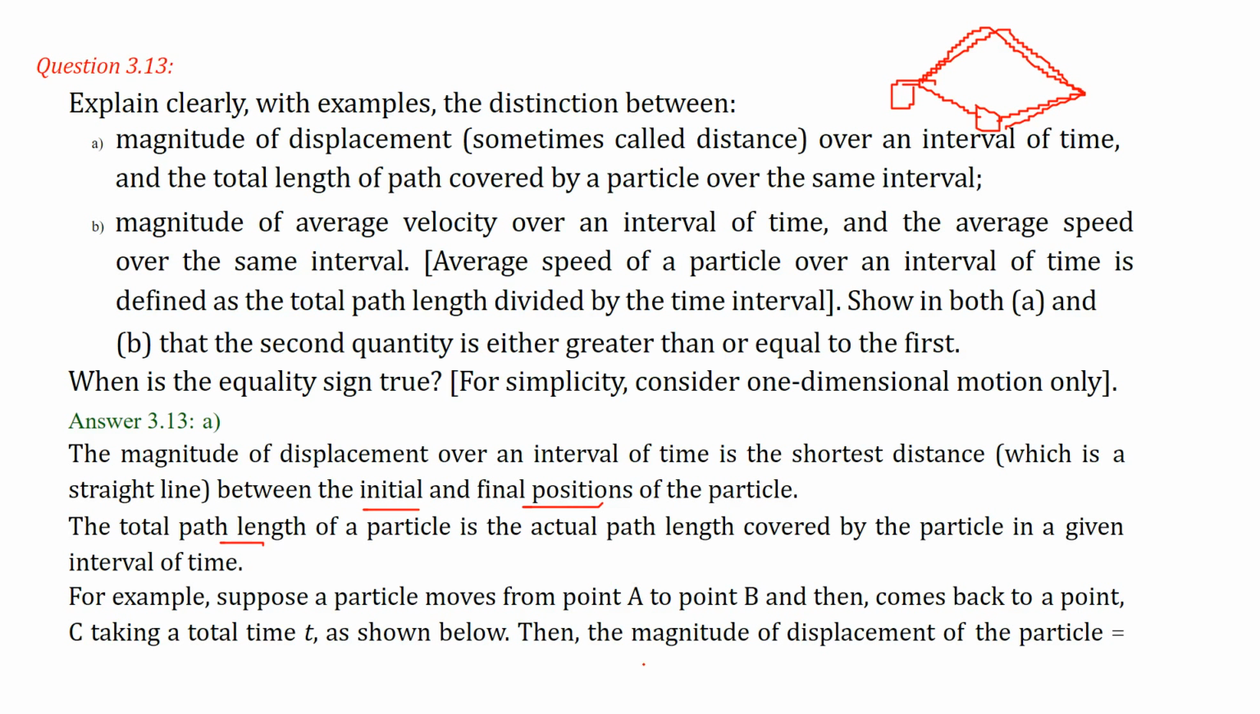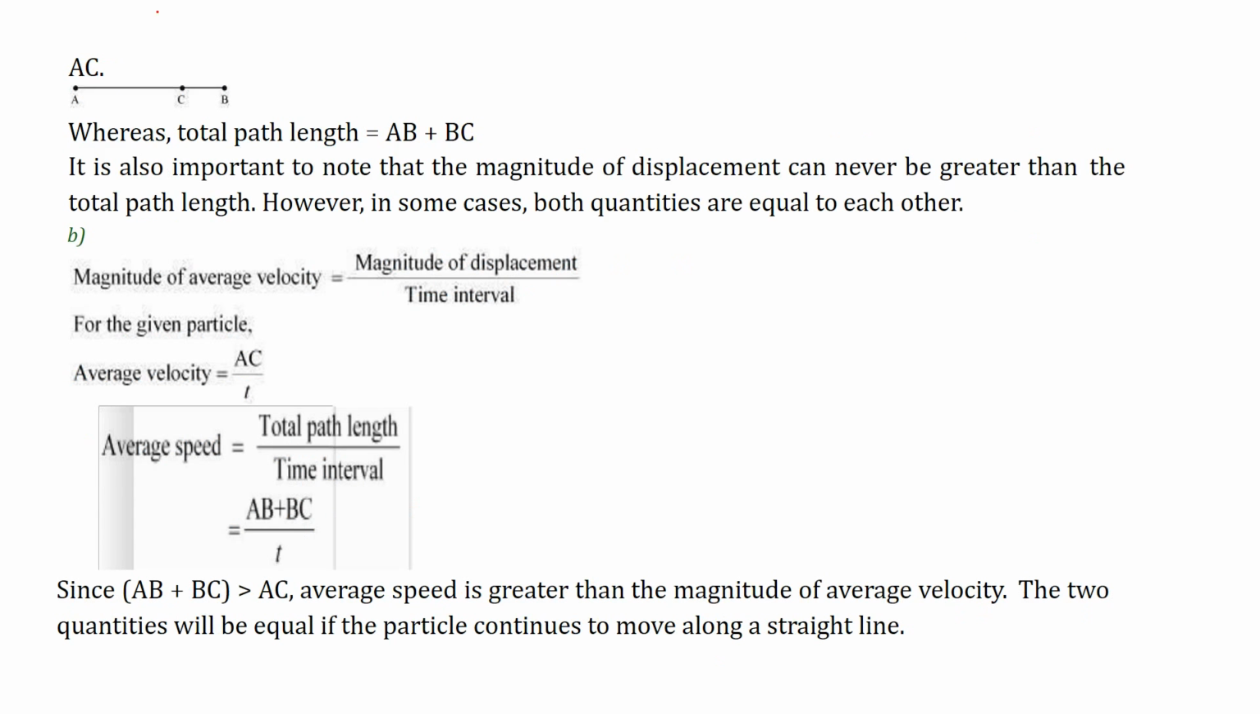Suppose we have, let us take one more example. We have a particle which moves from A to B, then comes back to point C. So A here, B here, and C is here at some time t. The magnitude of the displacement of the particle will be what? This AB, then BC, AB plus BC.